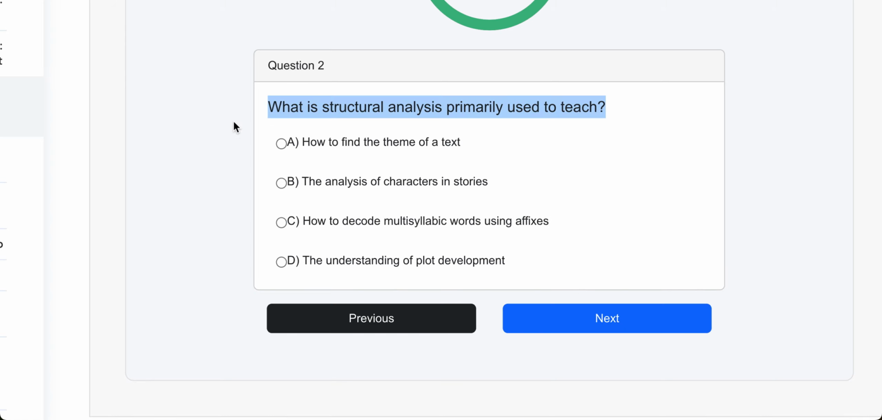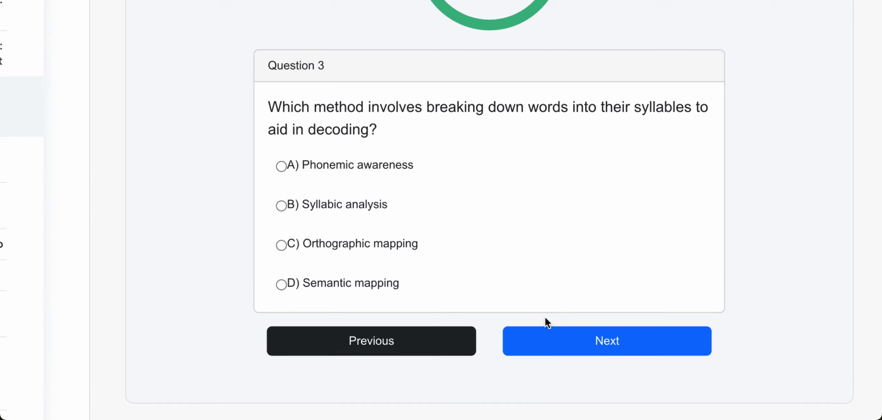This one reads, what is structural analysis primarily used to teach? Pause the video if you need, read the answer options, and together we'll identify the correct solution. Here we go. Structural analysis focuses on decoding multisyllabic words by understanding the role of prefixes and suffixes. For that reason, I'm going to go ahead and check answer C. Moving on to question 3.